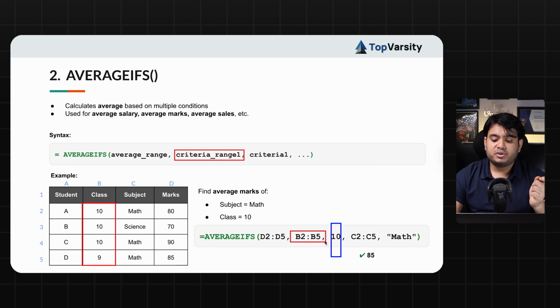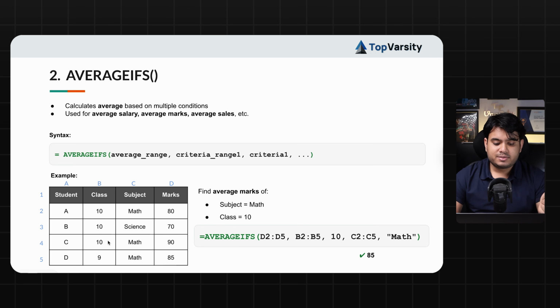So B2 to B5 equals 10, and C2 to C5 should be math. So the second condition is math, so C2 to C5 should be math. Okay, and we have used this and the answer it is giving is 85.